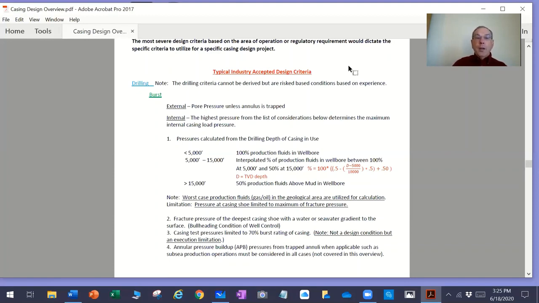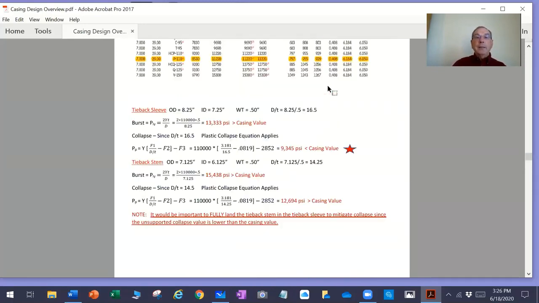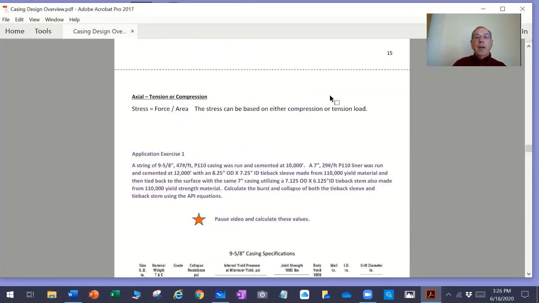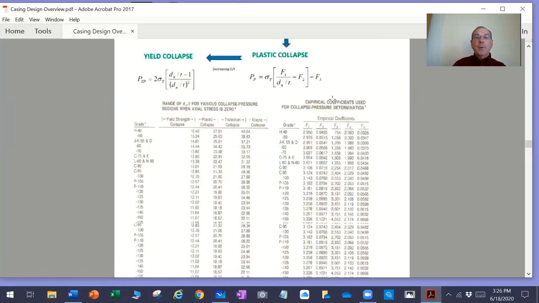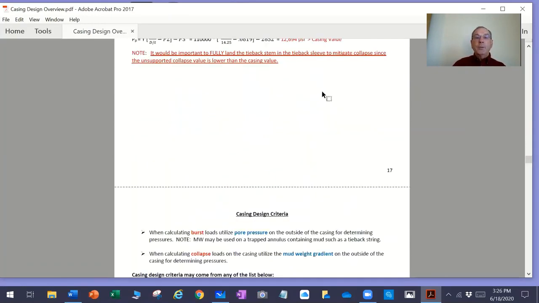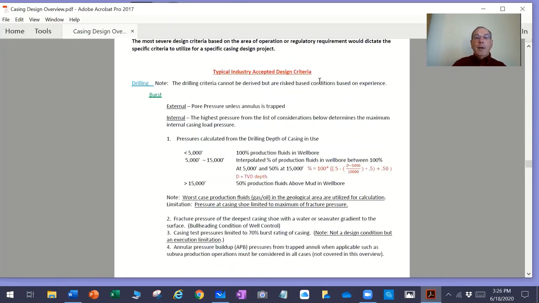So one thing you need to make sure you understand, I've already mentioned this, is that we can have burst from drilling conditions, and we can have burst from production conditions. So we're going to have different criteria for drilling conditions than for production conditions. So I've highlighted them with a color so that they would stand out of what you're looking at for the criteria.